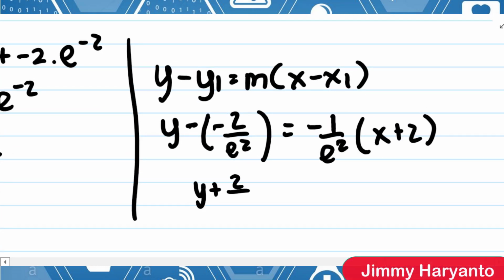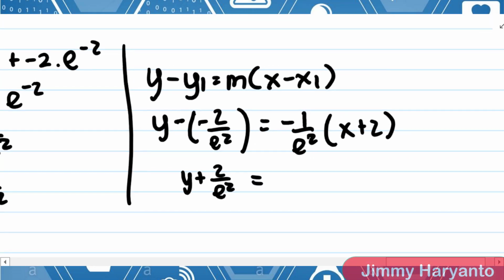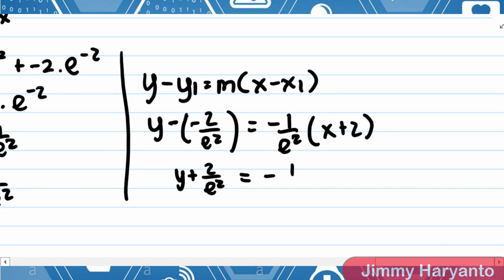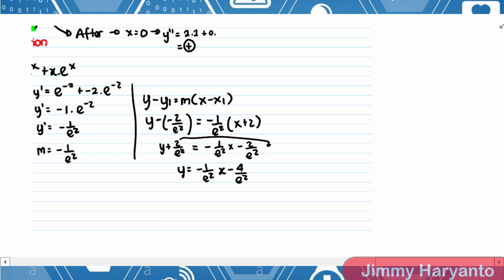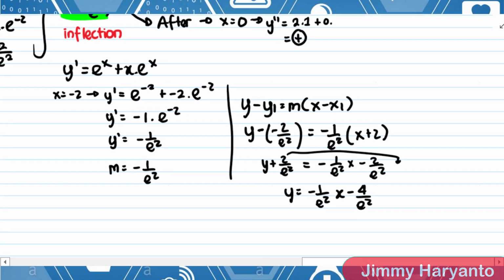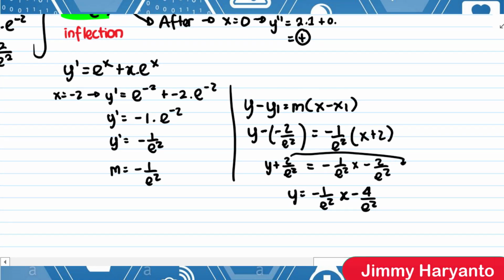Y plus 2 over e squared equals negative 1 over e squared x minus 2 over e squared. And when you move this one to the right side, you will have y equals negative 1 over e squared x minus 4 over e squared. There we go. That is the equation of the line.